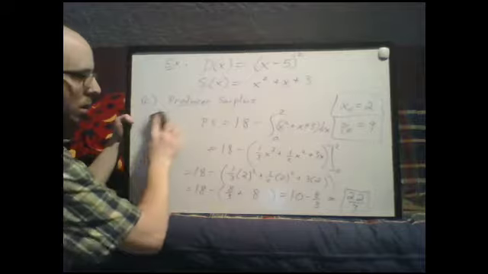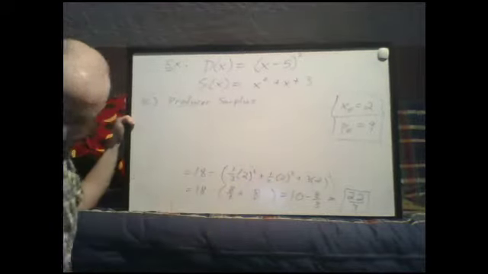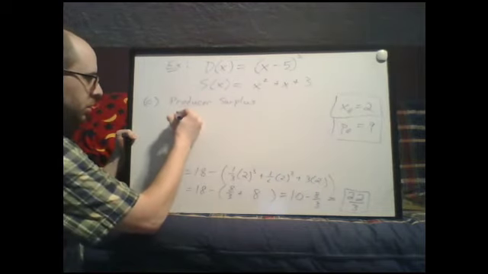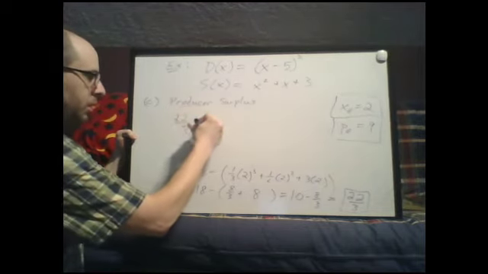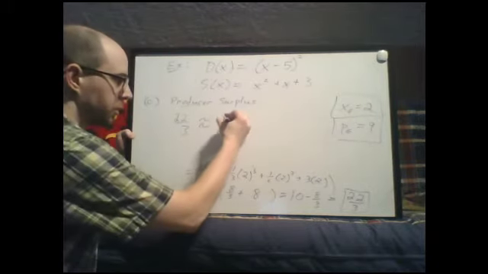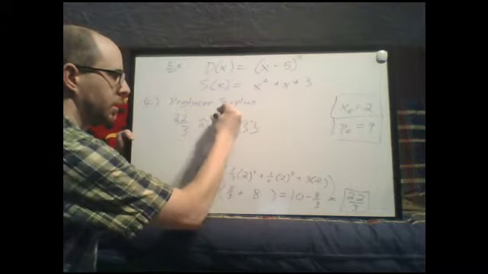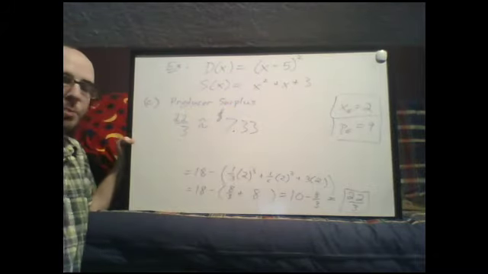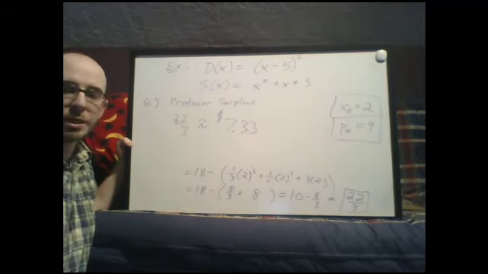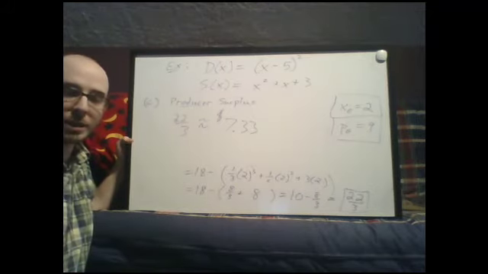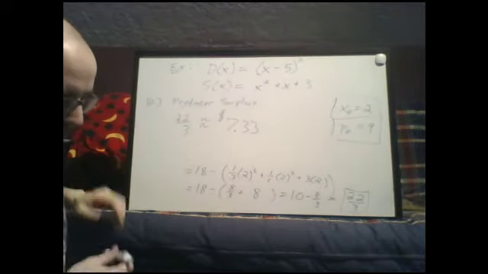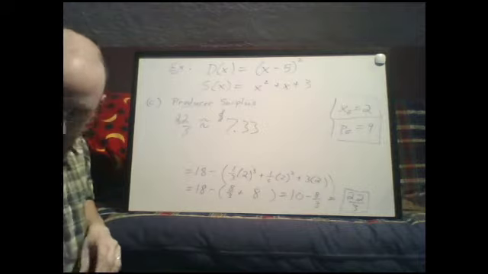So our answer for producer surplus is 22/3, but the interpretation is that it is approximately 7 1/3, so 7.33. So that means producers are earning an extra $7.33 total beyond what they would be willing to earn to sell this amount of units. Right?